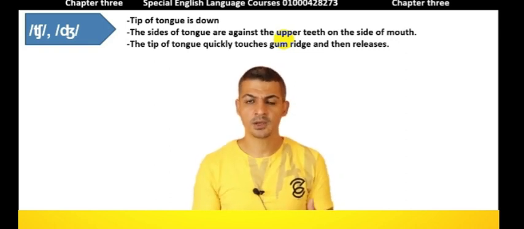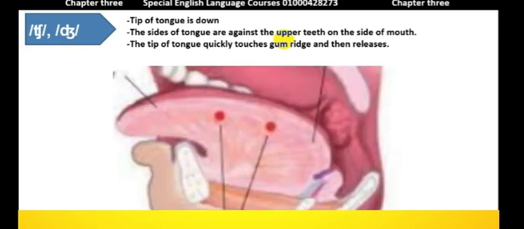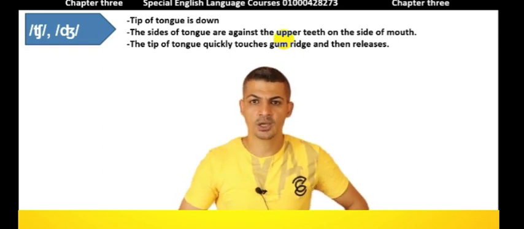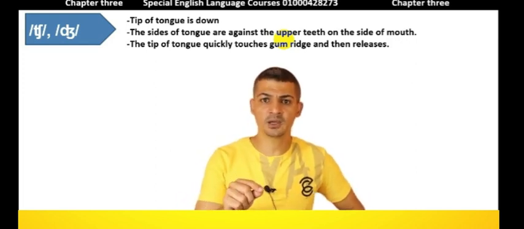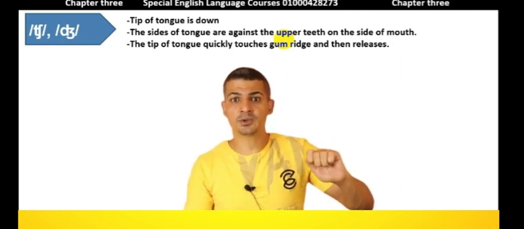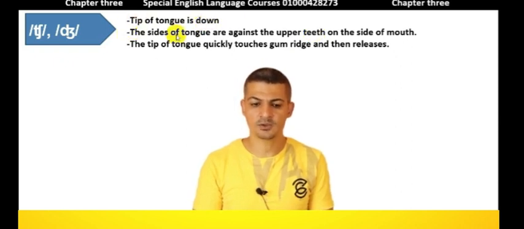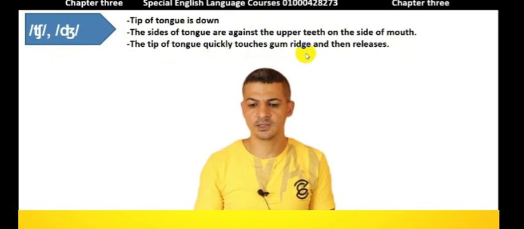To make these two sounds, make the tip of the tongue down, and the sides of the tongue touch the upper teeth, and say ch, ch. Okay, and j, j. The tip of the tongue suddenly touches the gum ridge and comes back again. So the tip of the tongue is down, the sides of the tongue are against the upper teeth on the side of the mouth. The tip of the tongue quickly touches the gum ridge and then releases.